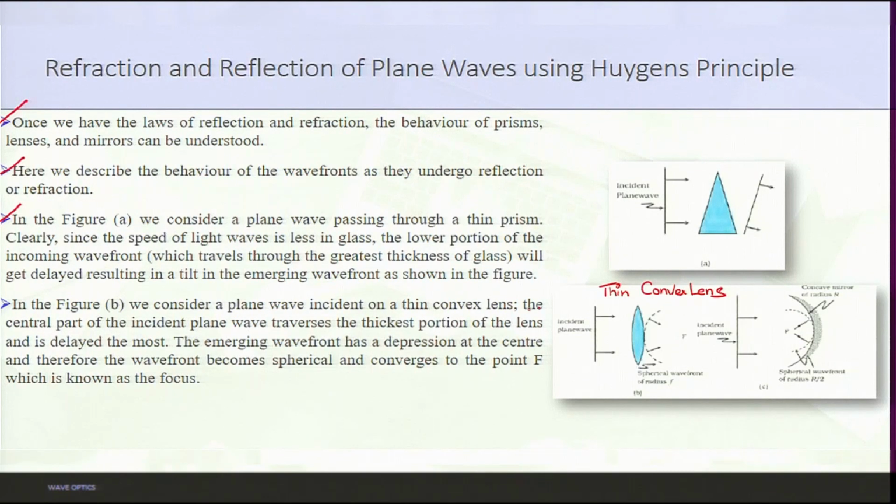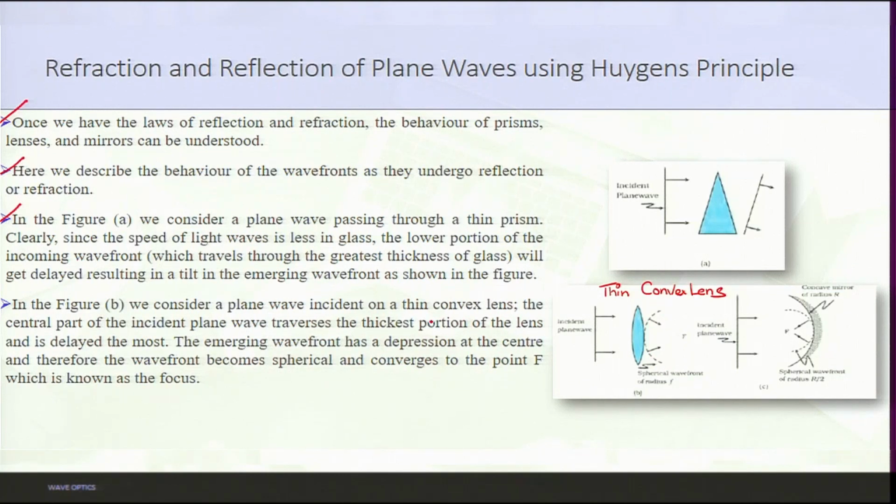Now, on a thin convex lens, the central part of the incident plane wave traverses the thickest portion, quite evident, this is the thickest portion here, and as we go above or below, the thickness decreases. Hence, the maximum delay will happen in the central portion, and the minimum delay in the top and bottom portions. As you can see, the delay is maximum here, and it keeps on decreasing in the upper and lower parts. Hence, the wavefront we get is this one in the dashed line. So, this is the wavefront after it has passed through the thin convex lens.